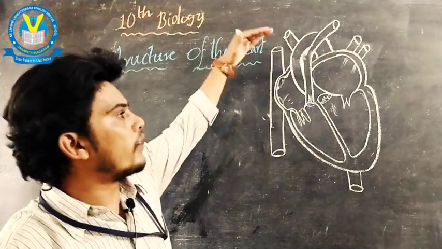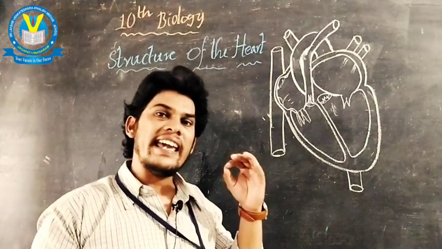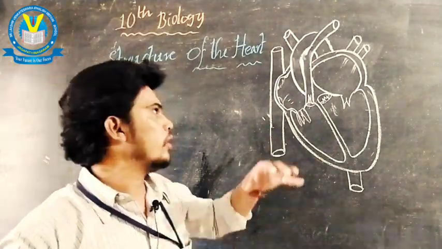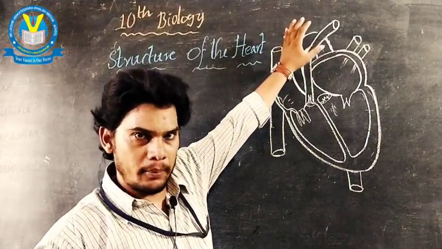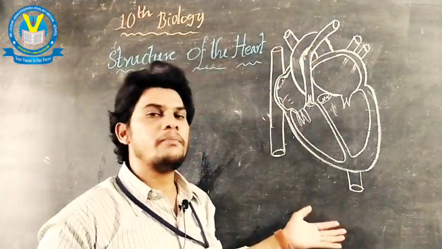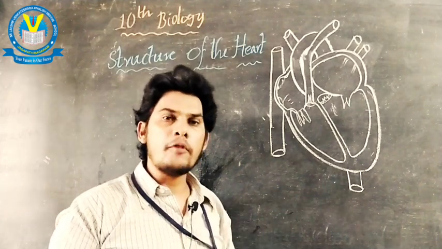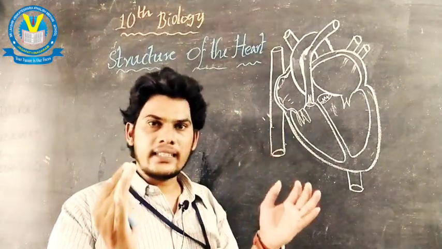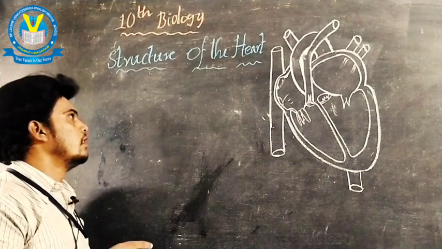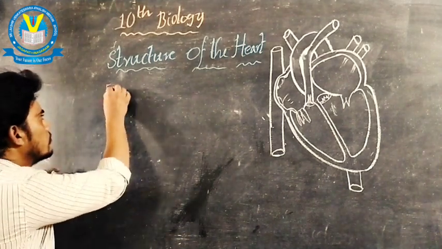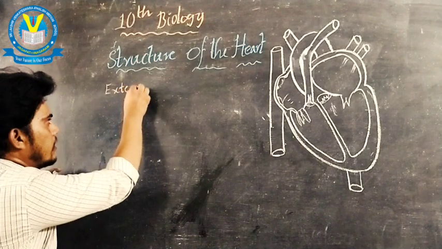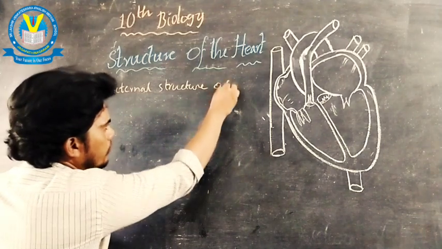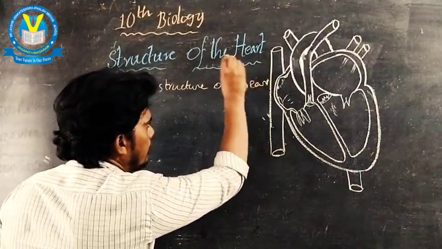So the upper part of the heart is called the anterior part and the lower part is called the posterior part. So this is the anterior part and this is the posterior part. Are you clear? Now I am going to explain the outer line, meaning the external structure of the heart. First we are going to discuss the external structure of the heart.